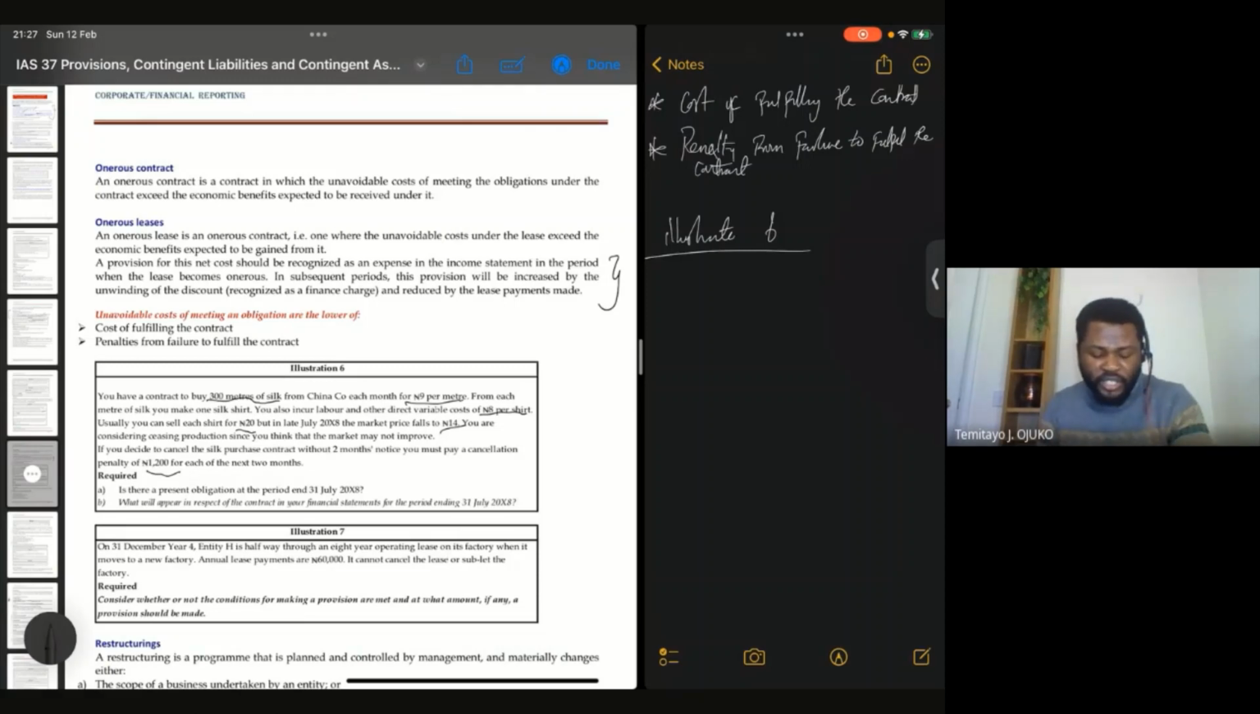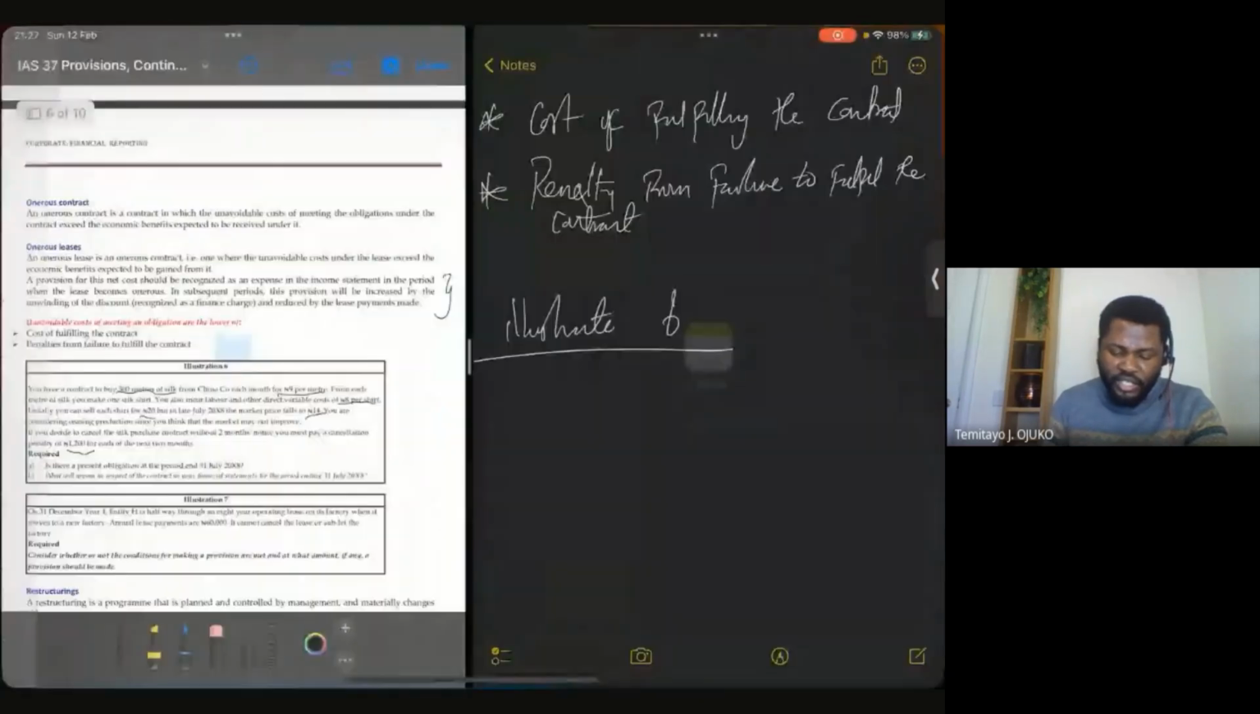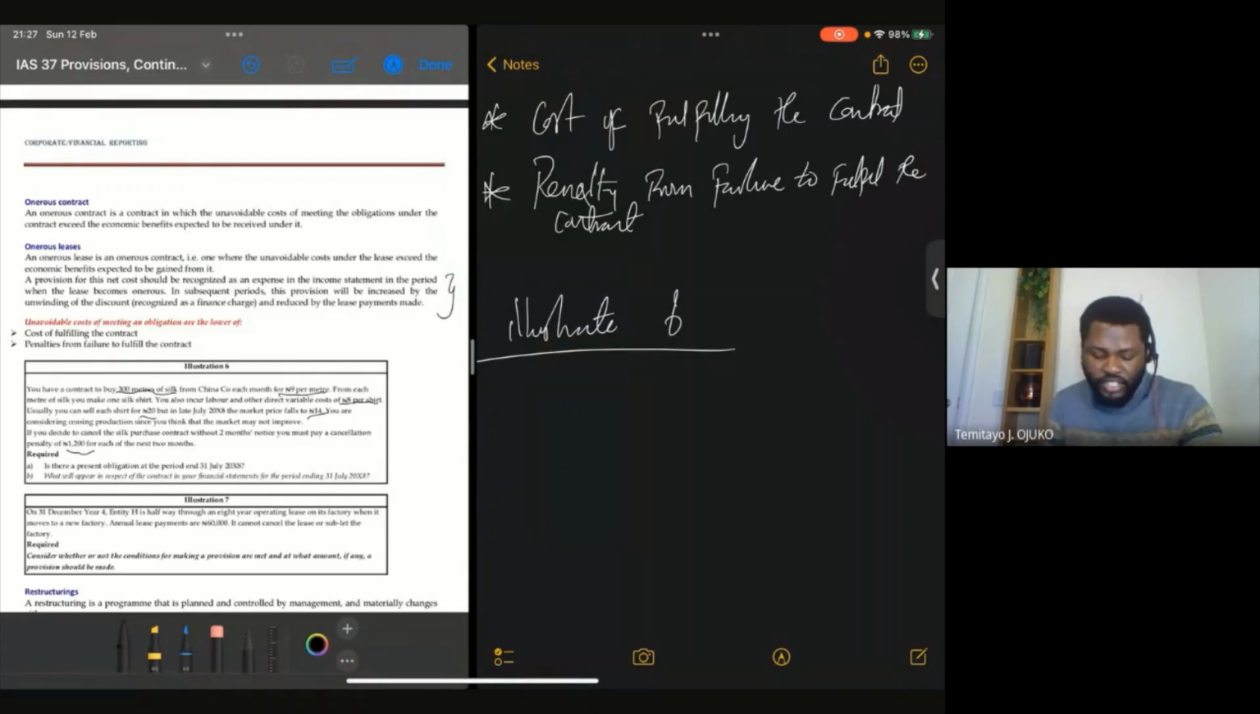Required. Is there a present obligation at the period end, 31 July 2088? What will appear in respect of the contract in your financial statements for the period ending 31 July 2088? It's as simple as that, just the two questions there. Now, the first question is: is there a present obligation? Don't forget, a present obligation arises when it is an onerous contract, and there can only be an onerous contract when the unavoidable cost exceeds the economic benefit to be derived from the contract. So first, let's start with what is the benefit.